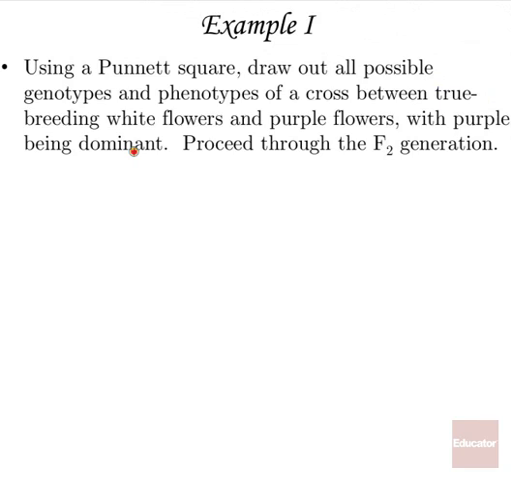Now, using a Punnett square, draw out all possible genotypes and phenotypes of a cross between true breeding white flowers and true breeding purple flowers, with purple being the dominant. Proceed through the F2 generation. Now, first of all, we need to know what all this means. Okay? First of all, a Punnett square is a way to visualize those matings, right? And F2 generation is what's called the filial 2 generation. So you start with your, say, parents here. Okay, mom and dad.